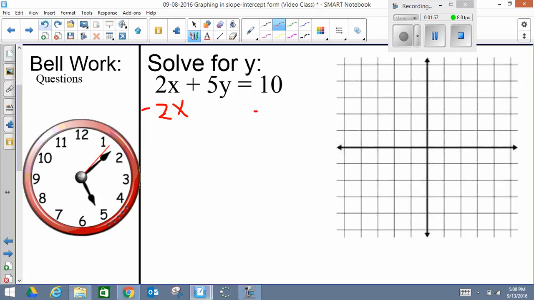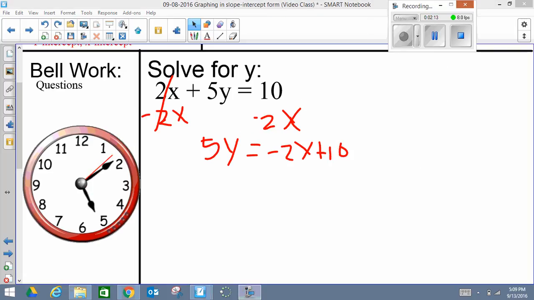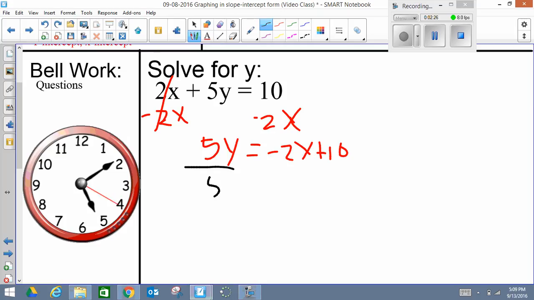So minus 2x went away. 2x minus 2x canceled out, and I have left 5y on this side, and here I want to have my x first, so I'm going to write negative 2x plus 10. So I move everything away, so I'm going to have 5y equals negative 2x plus 10. Now remember, I have to leave the y by itself. So I have to get rid of whatever is with the y, which is 5. So I divide by 5 here and by 5 everywhere, in both terms on the other side.